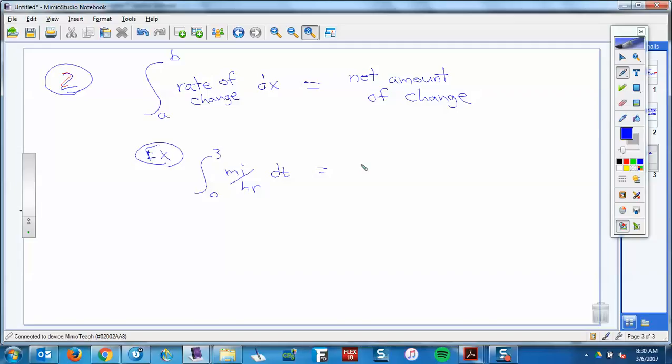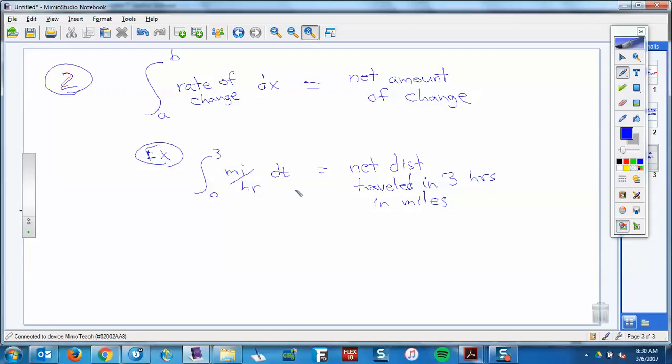I mean, we need to be more specific than that. Net distance traveled in 3 hours in miles. The units would be miles, that's right, but that would be the net distance traveled.